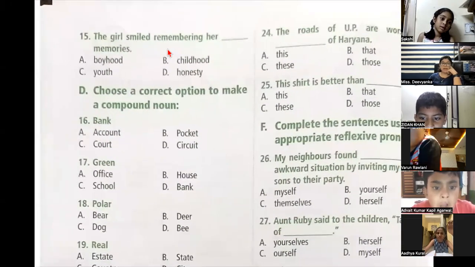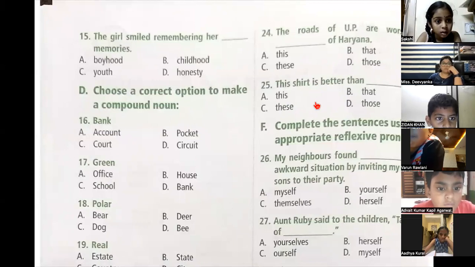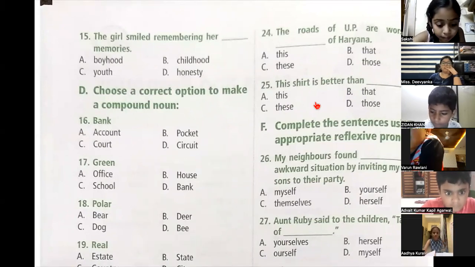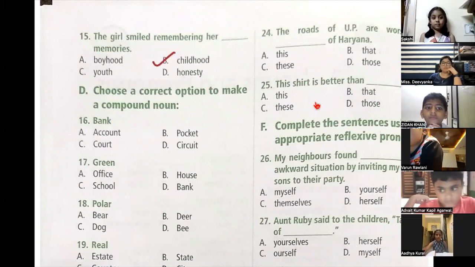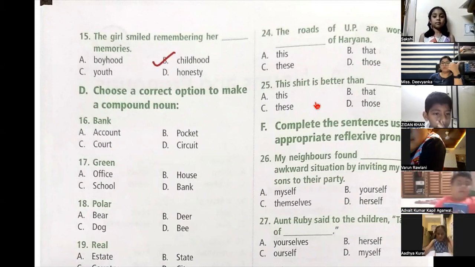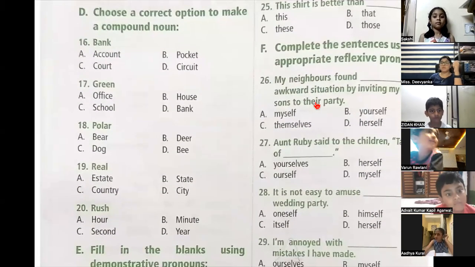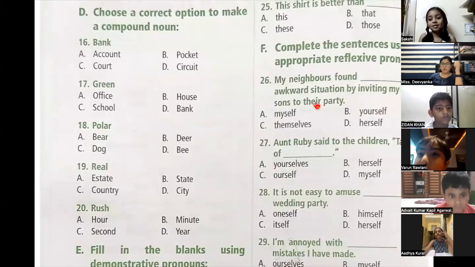The girl smiled, remembering her childhood memories. Very good. Everybody in the chat box, everyone is doing great. Good. Now, next 5 questions to Zida. Darling, let's unmute. Choose a correct option to make a compound noun.